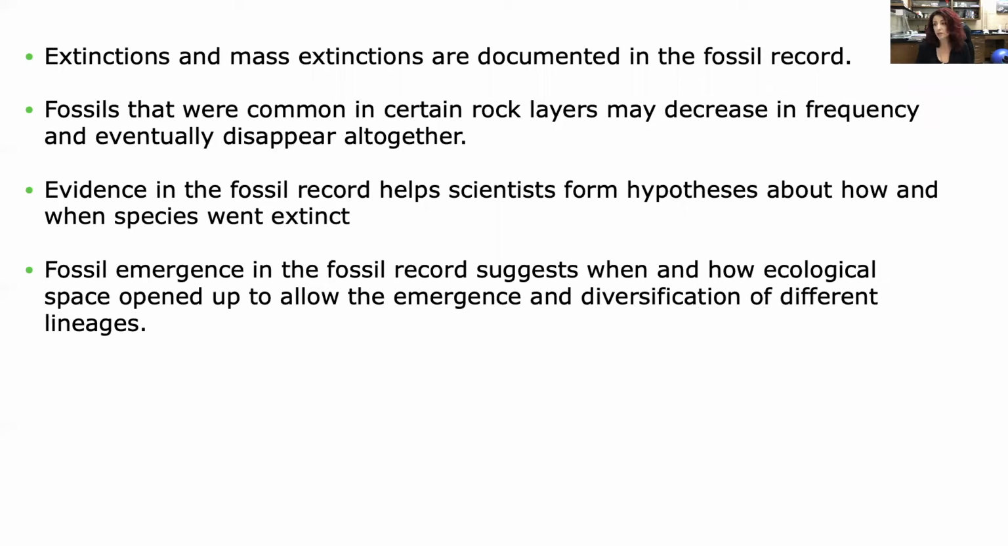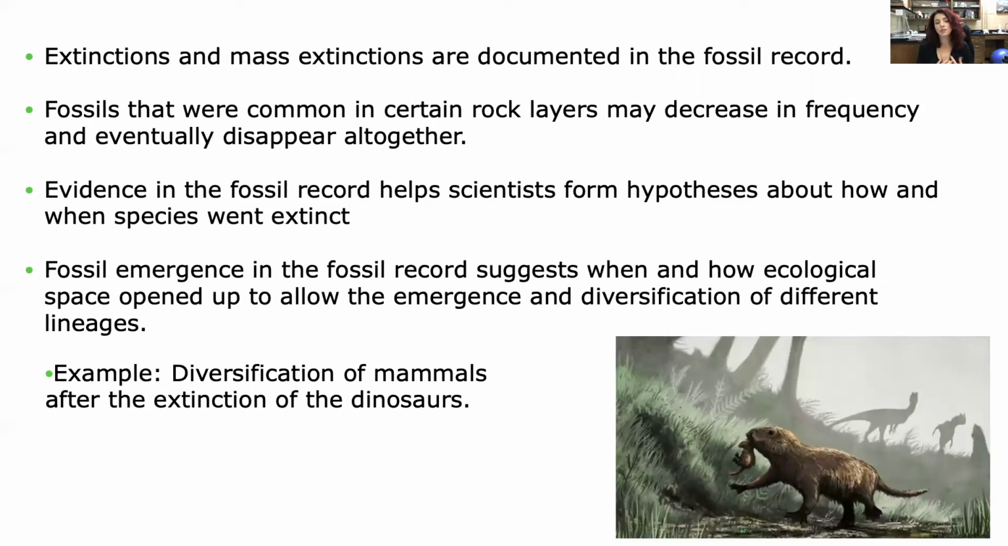Fossil emergence in the fossil record suggests when and how ecological space opened up to allow the emergence and diversification of different lineages. And my favorite example of this is the diversification of mammals after the extinction of dinosaurs. So dinosaurs were the head honcho during the period in which they lived. And then once they went extinct, this opened up an ecospace, an ecological niche that the mammals could then thrive in. So while we lost the dinosaurs, we did gain a diverse array of different mammal species.